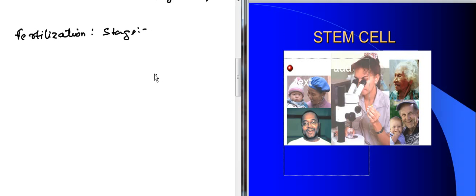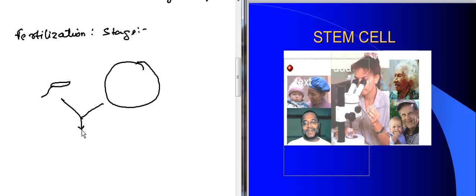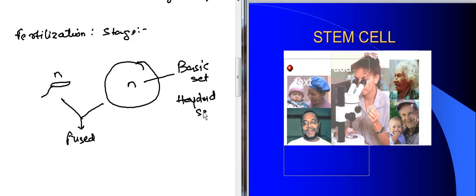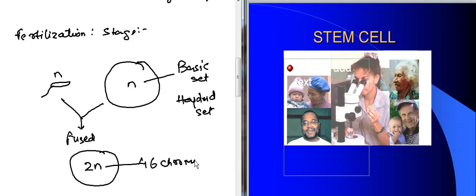This is your egg cell and there is a sperm. Both get fused. This is N, this is N. This is your basic set, also called haploid set. When both N get fused, it becomes 2N. That is 46 chromosomes in case of human.